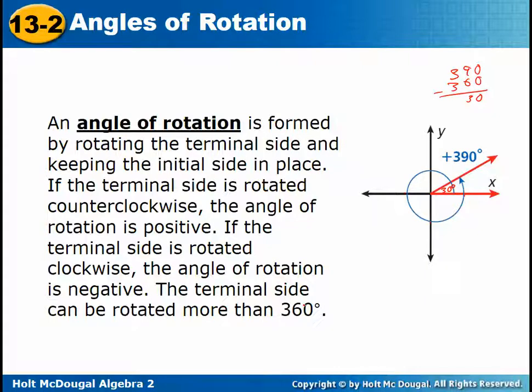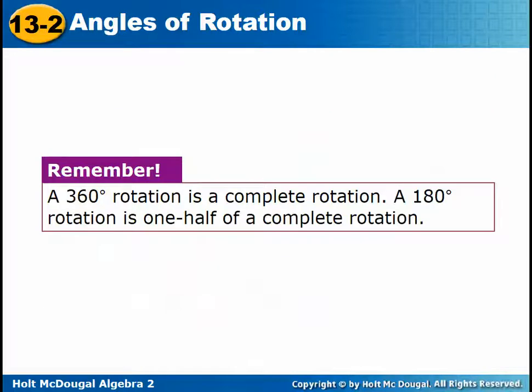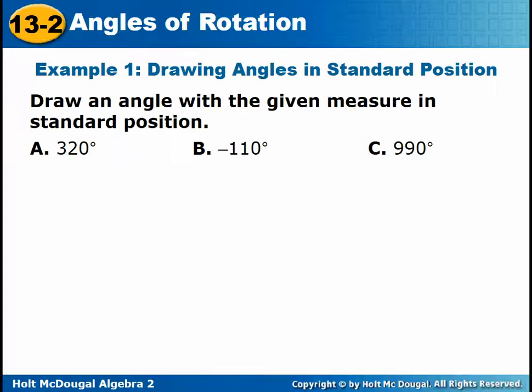And you can go more than 360. You could go 720. You could go 1,000 degrees. You just keep going round and round and round. So a 360 is a complete rotation. 180 degrees is a half of a complete rotation. So let's see, how would we draw an angle with the given measure in standard position?